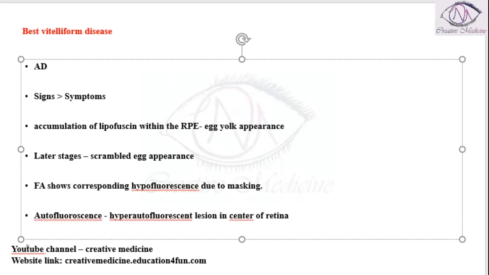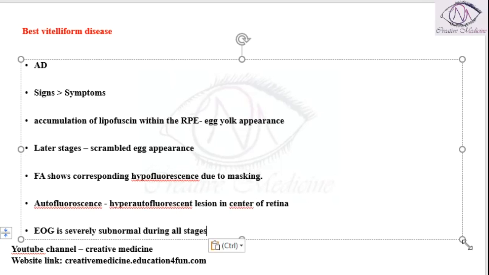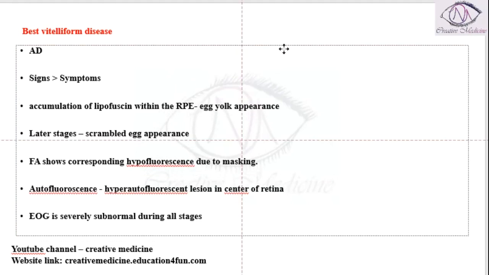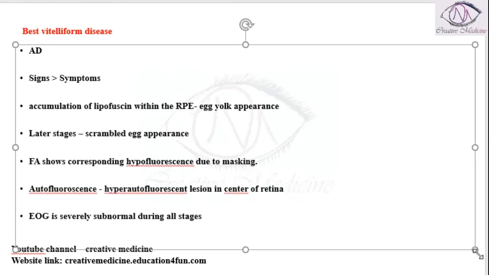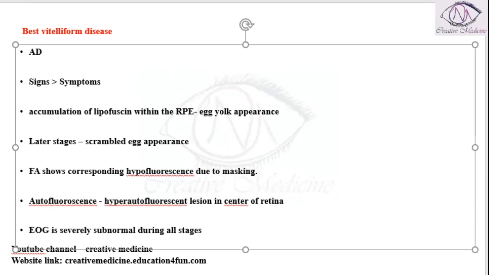And on electrooculography, the patient can be severely subnormal during all stages. The electrooculography may be subnormal in all the stages in Best vitelliform disease.